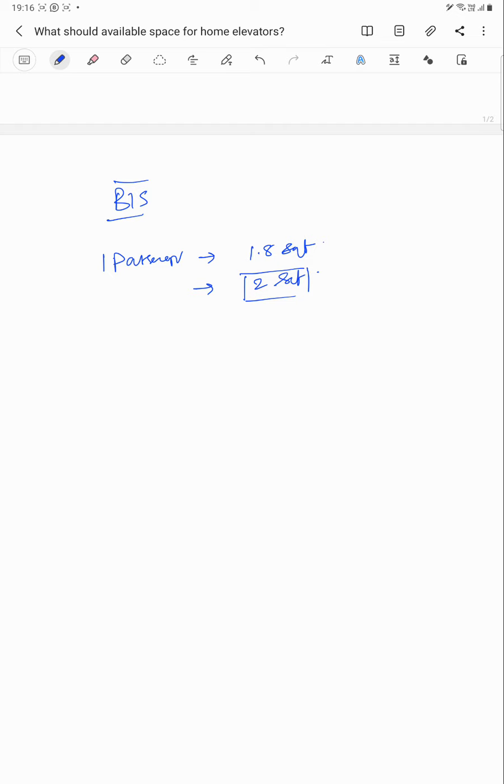BIS also defined that one passenger, according to the lift standard, is 68 kgs. That is a lean person, not a healthy person. So for a passenger who weighs about 68 kgs, we can provide a maximum space of 2 square feet.